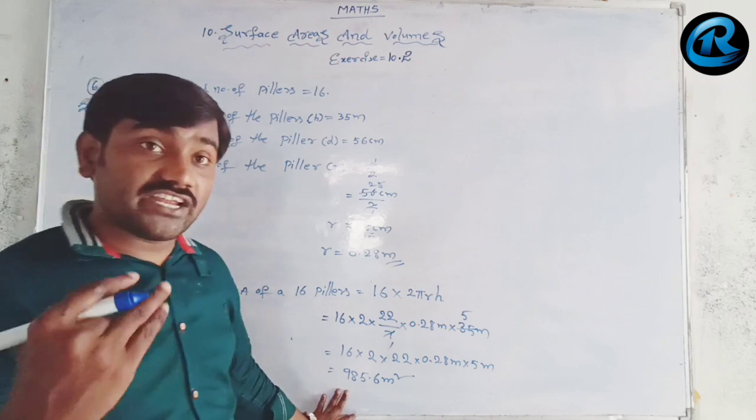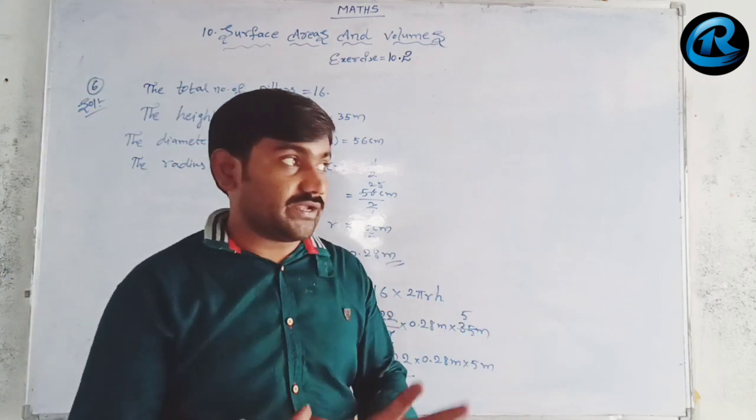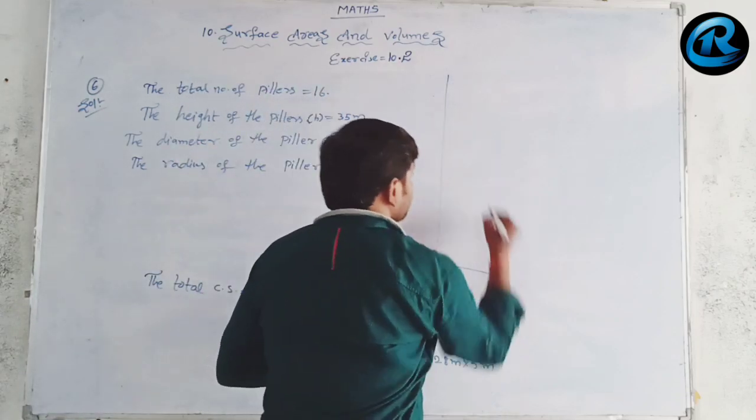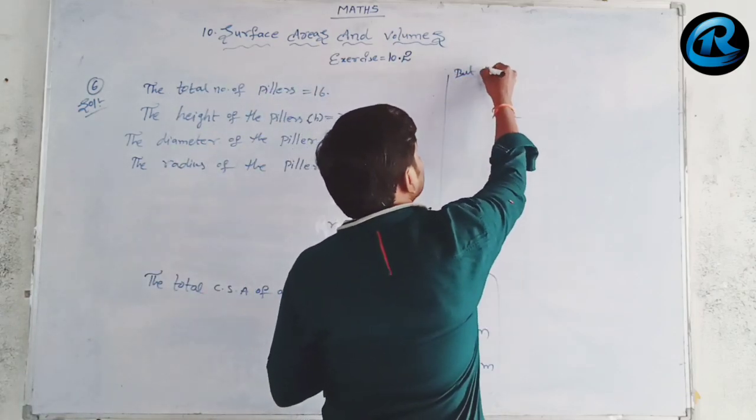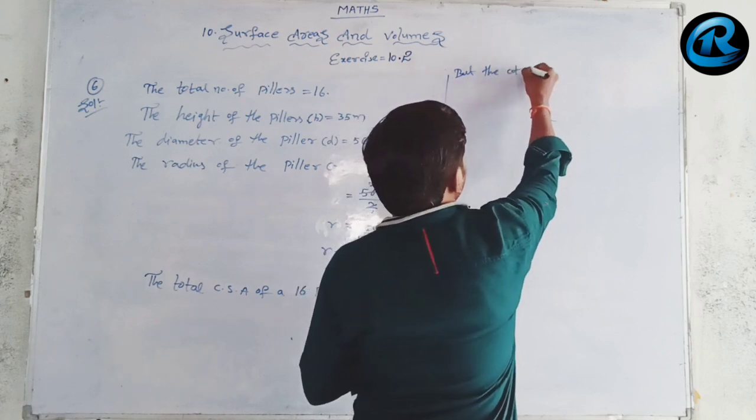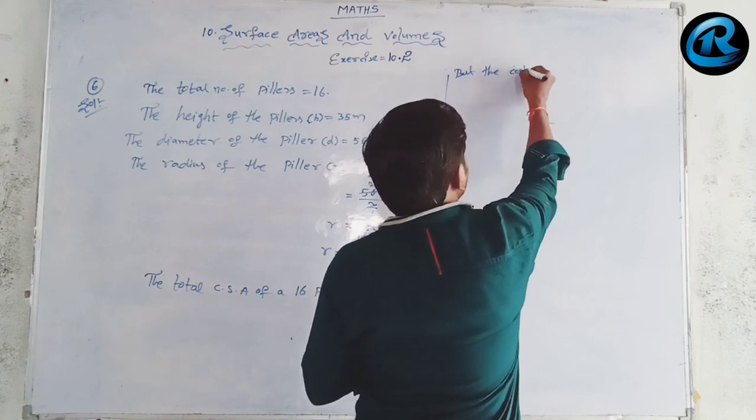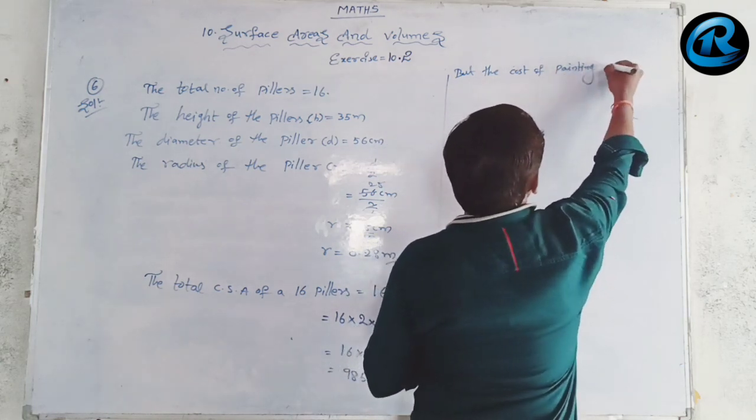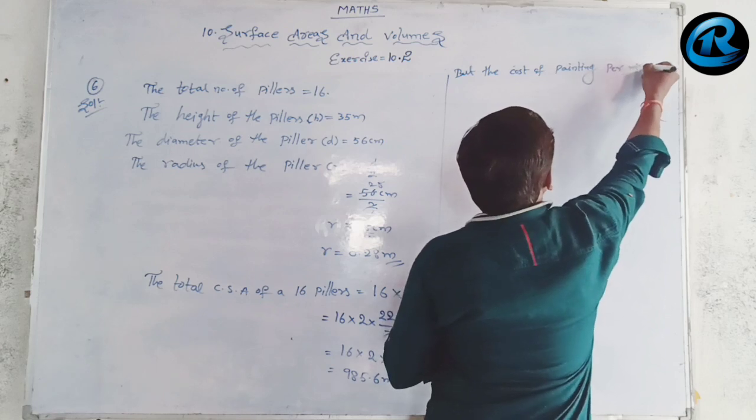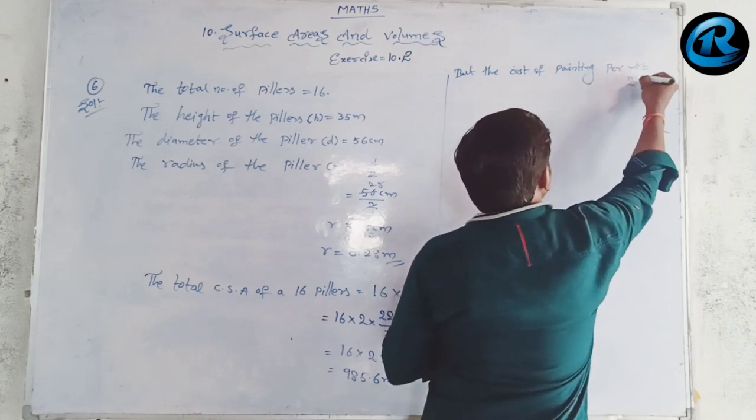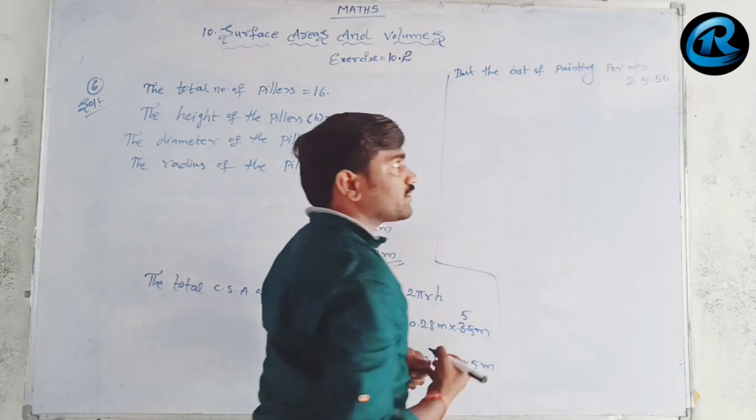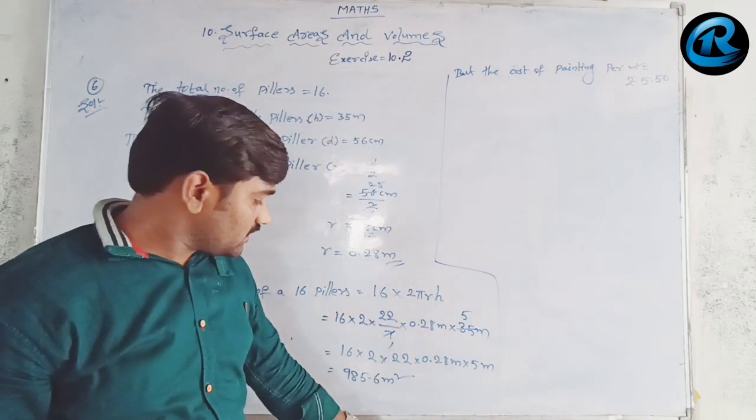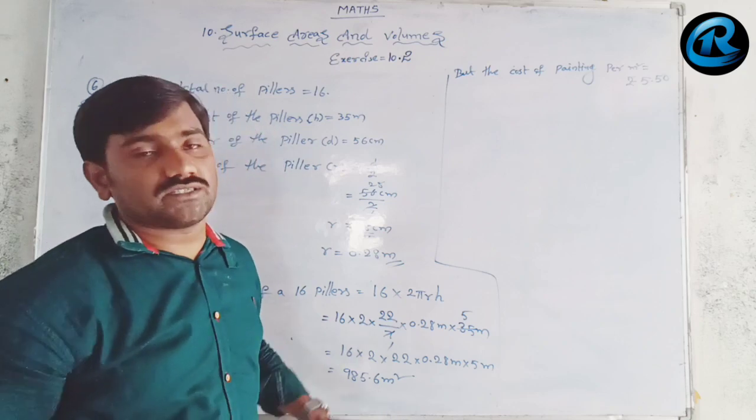That means 985.6 meters square is the area. The cost of painting per meter square is equal to rupees 5 rupees 50 paisa. So how many meter squares are there in total? 985.6 meter squares are there.